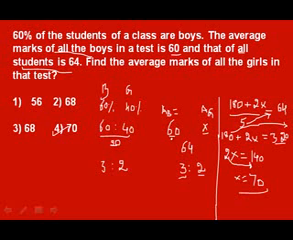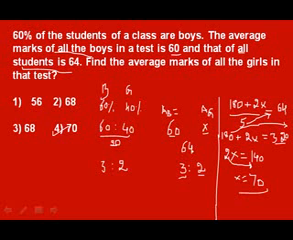The average of boys is given to me as 60, and I assume the average of girls to be X, and the total average was given to me as 64. Just apply the simple weighted average formula, that is N1 times A1 plus N2 times A2 divided by N1 plus N2, which will give me 64, and that states that X is 70.